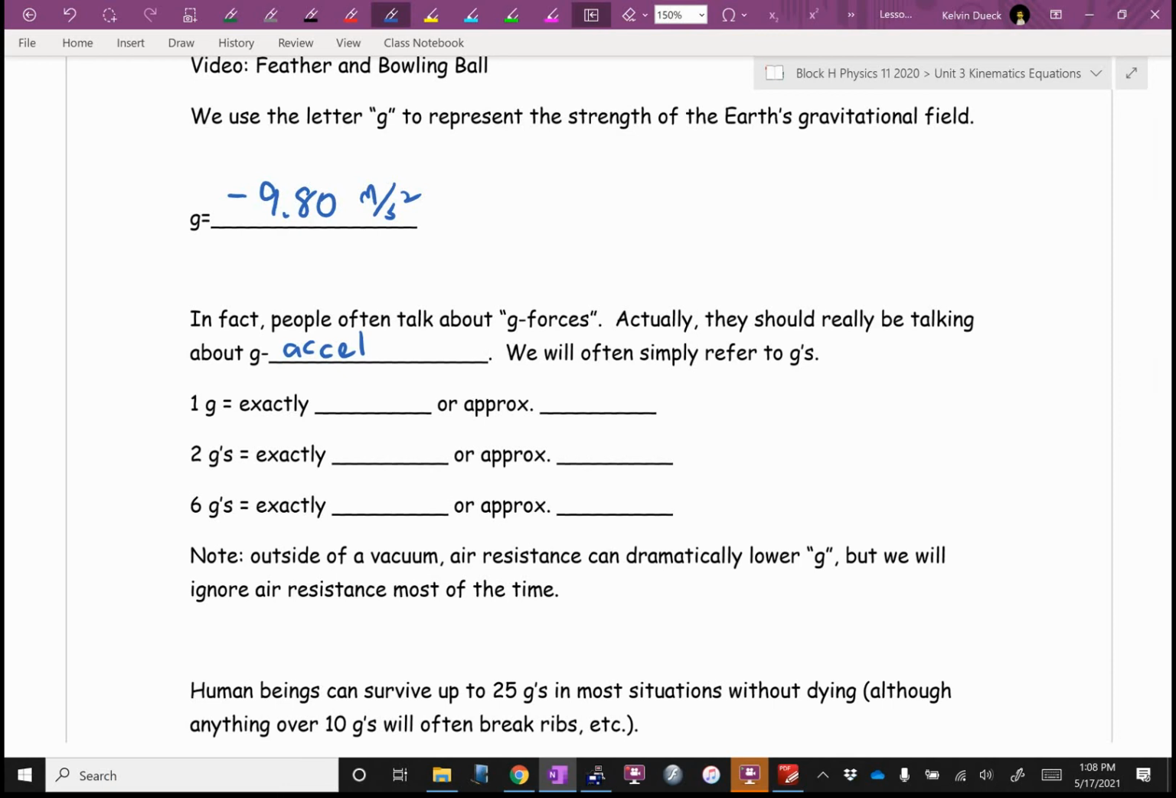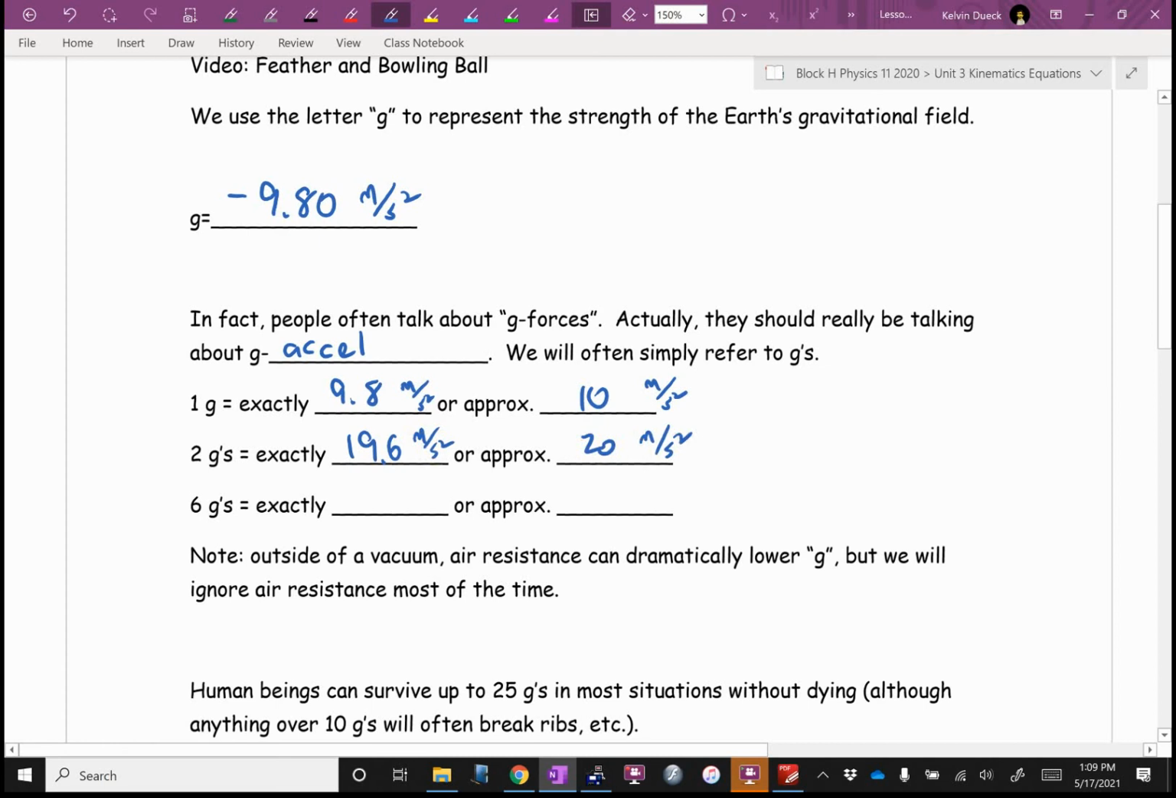1 g is exactly 9.8. The negative just says downwards. Found it? Braden, 1 g is exactly 9.8. I'll leave the negative off for now. Or what's a nice round number really close to 9.8 that you can do math with in your head? Yeah, it's about 10. And units, meters per second squared. 2 g's is exactly 19.6, or around 20.